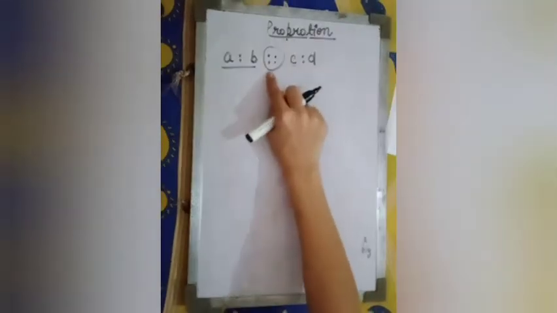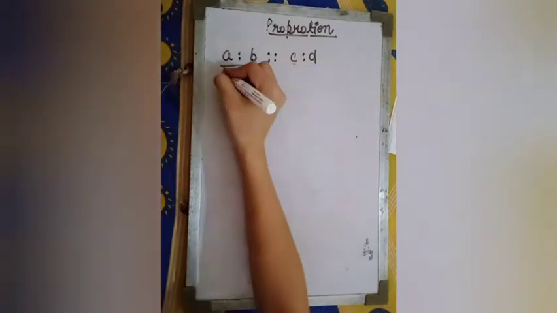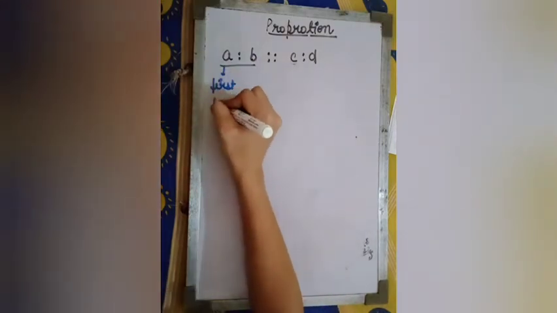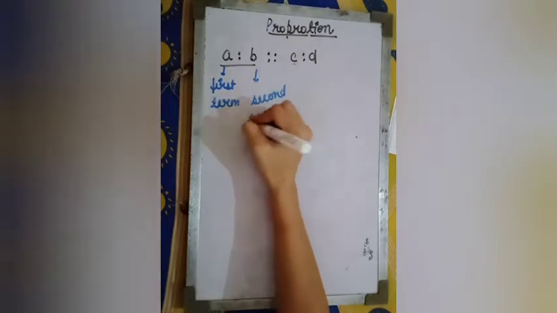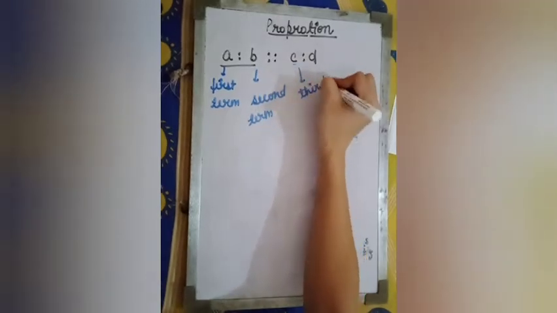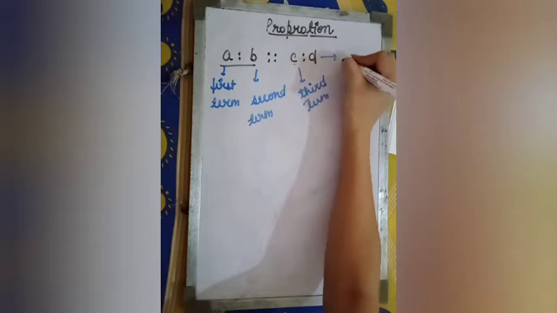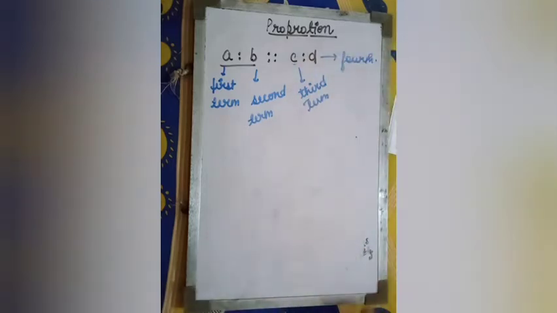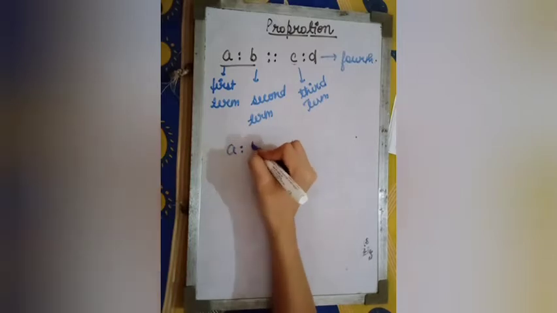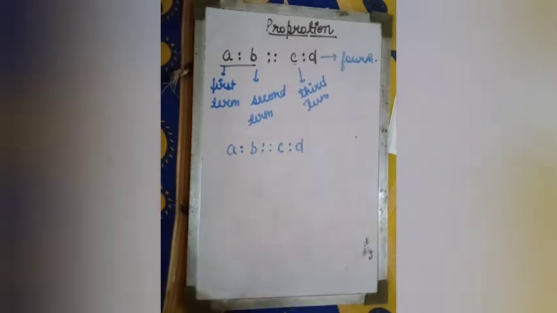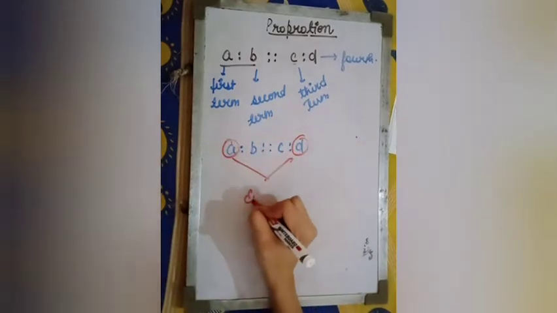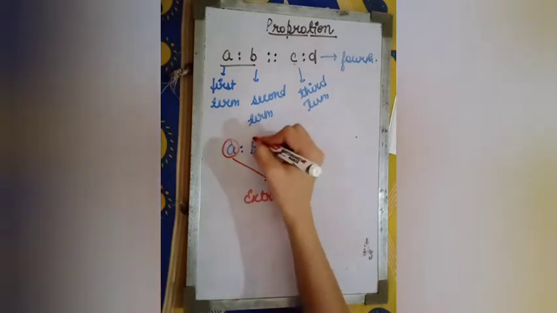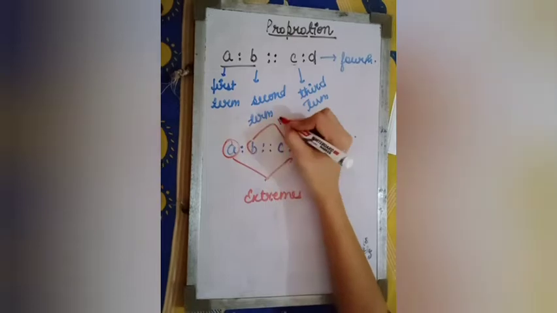These two ratios are equal to each other, that means they are in proportion. So this is the sign of proportion. This is the first term, this is the second term, it is the third term, and this is the fourth term. Now here, the terms which are at the corners, this and this, are known as extremes, and the terms which are in between are known as means.